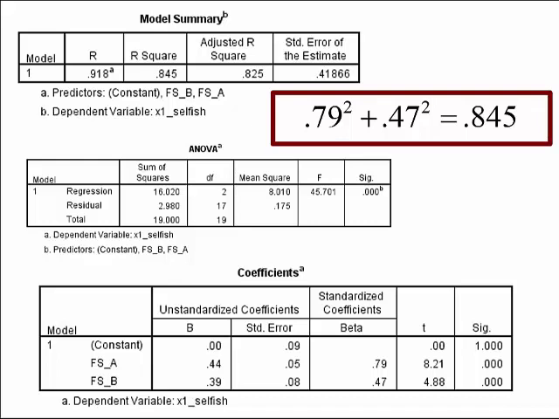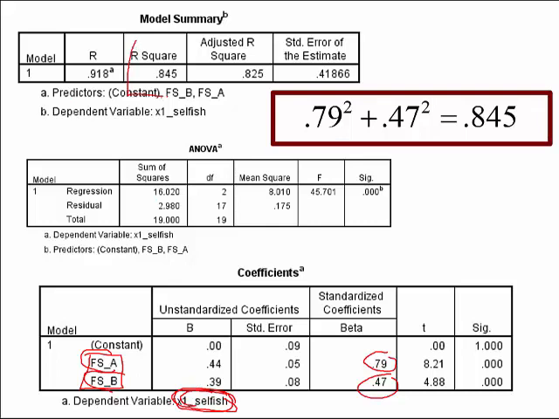Let's see how this works. Here is the SPSS output in which I used factor score A and factor score B to predict item 1, that one rating where people rated how selfish they were. And we just looked at this output just a moment ago where we saw the beta weight for factor score A was 0.79 and the beta weight for factor score B was 0.47. Now the communality for this particular item, for item X1, for the rating of how much people thought they were selfish, the communality is simply the R squared, the percent of variance explained, when we use both factor score A and factor score B to predict item 1.